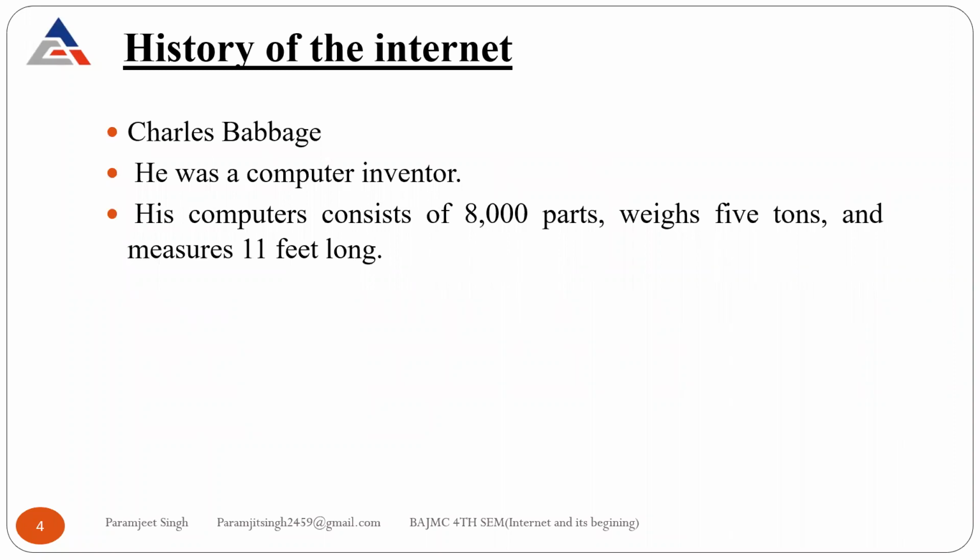So, the history of the internet. It started with Charles Babbage, and he invented a computer consisting of 8,000 parts, weighing 5 tons, and 11 feet long. So one of the first computers in the history of the internet was invented by Charles Babbage.